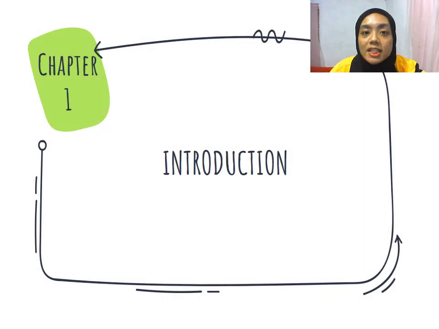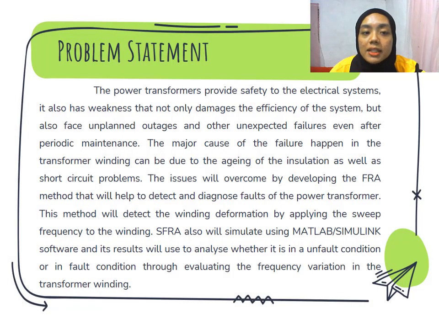For the introduction, the problem statement is that power transformers provide safety to the electrical systems, but they also have weaknesses that not only damage the efficiency of the system, but also cause unplanned outages and other unexpected failures, even after periodic maintenance. The major cause of failure in the transformer winding can be due to the aging of the insulation as well as short circuit problems.